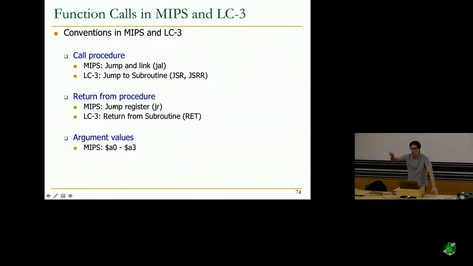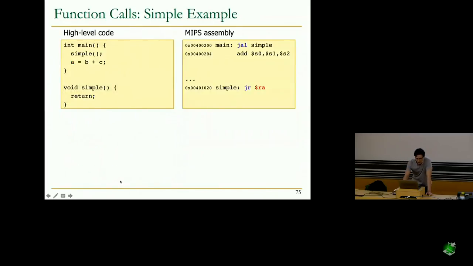And in order to return from the procedure, we also have a specific function. It is a jump register in MIPS. It is RET, read from return from subroutine in LC3. In MIPS, there are also conventions for the input arguments, the argument values, these registers A0 to A3, and for the return value. And here you can see a very simple example.